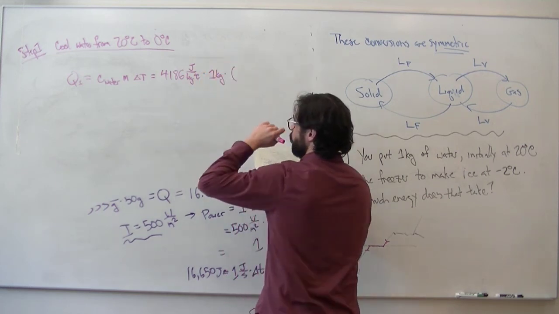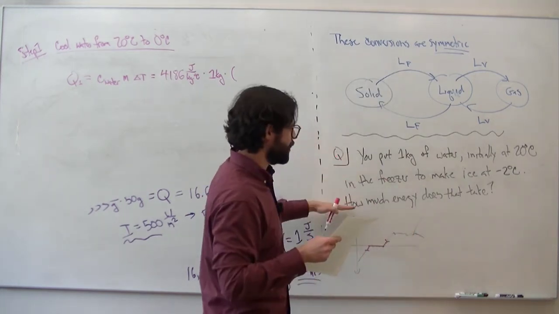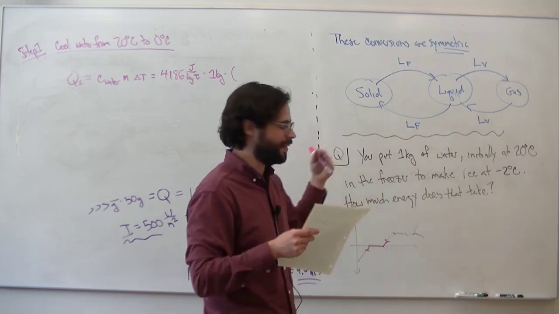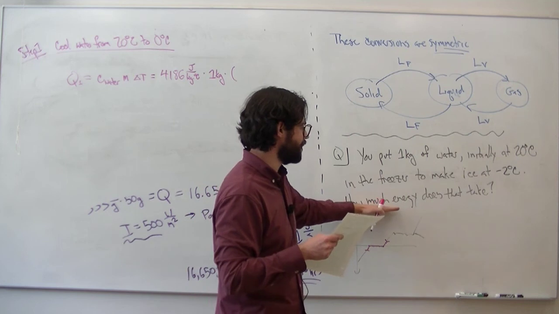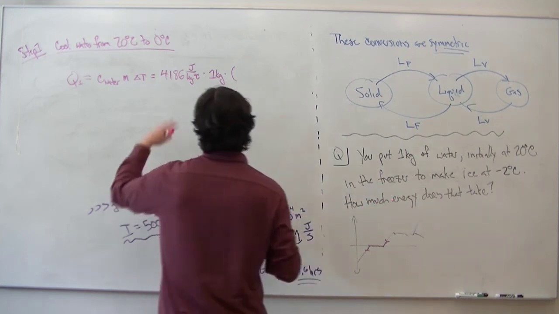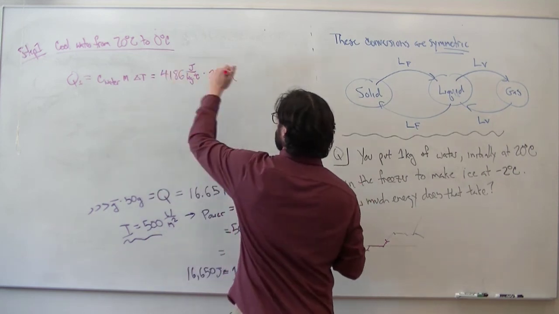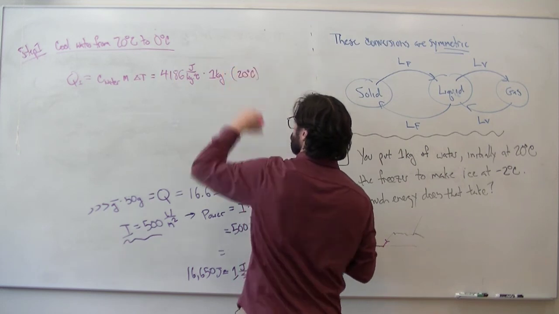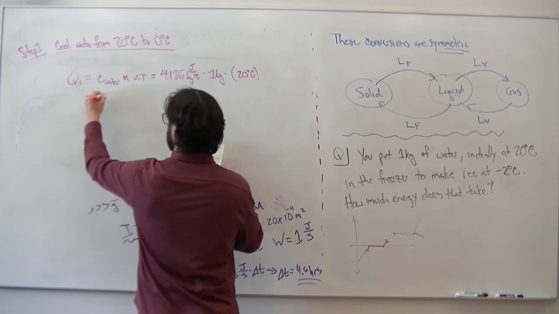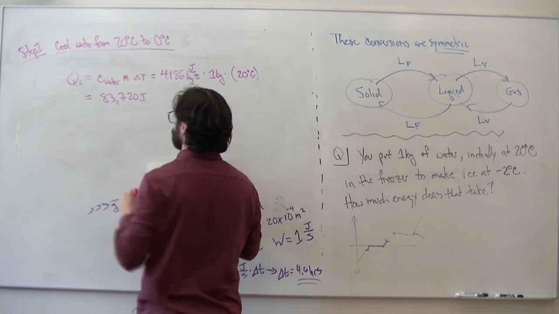And then the statement of the question is, how much energy does that take? More than assuming, the question essentially is like, what's the power bill? What does the power company have to say about this? So I'm just going to make everything positive. The delta T is we go from 20 to 0, so that's 20, and positive is good in this case. And so therefore Q1, I would get 83,720 joules. Okay.